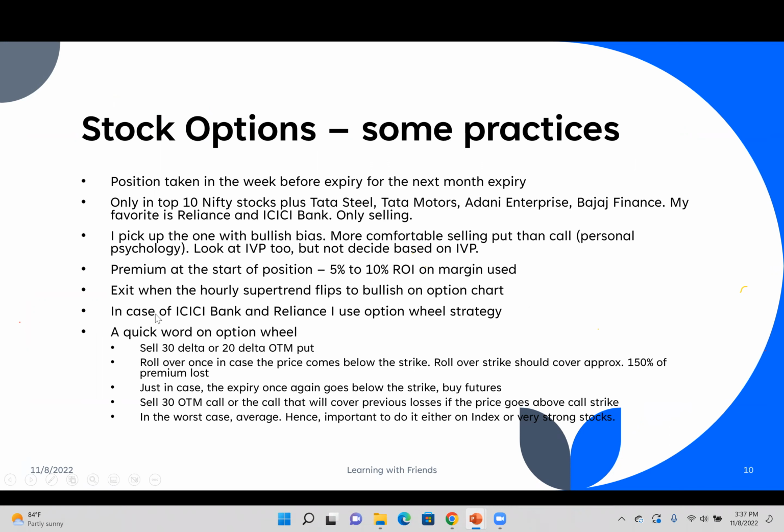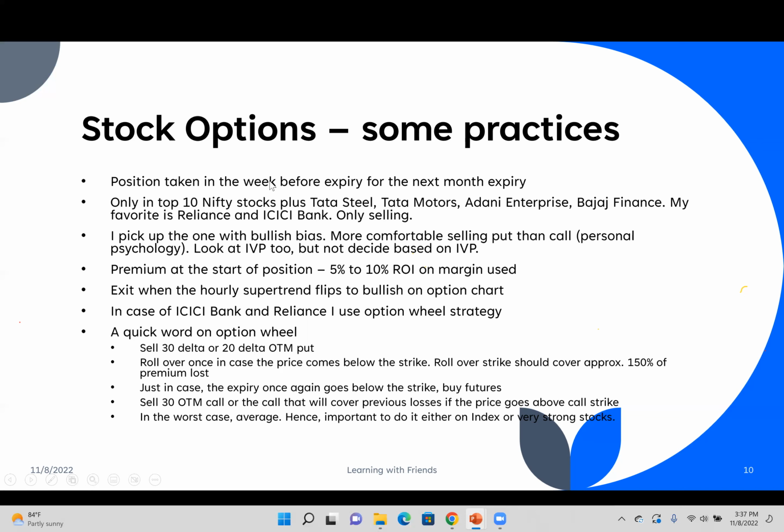I think I should do it on some other day. It's not something which I should rush through, because I use something called an option wheel strategy, right? An option wheel strategy is one strategy where people charge you 1,000 rupees for a 2-hour webinar, right? So I should not try to do it in 2 minutes. Okay.